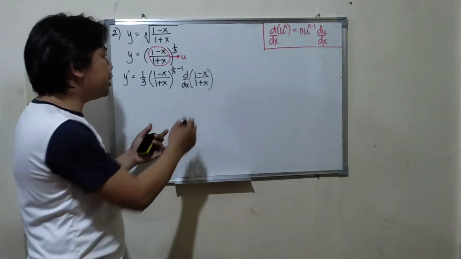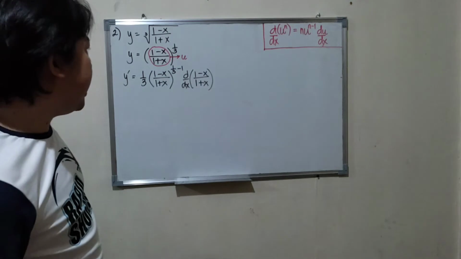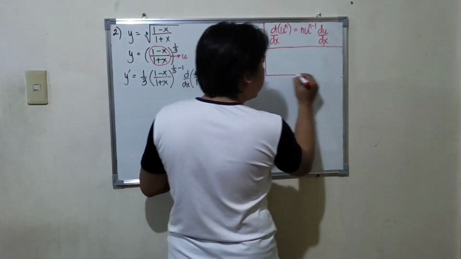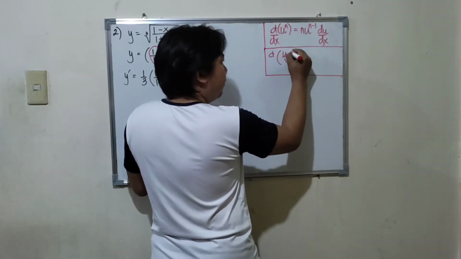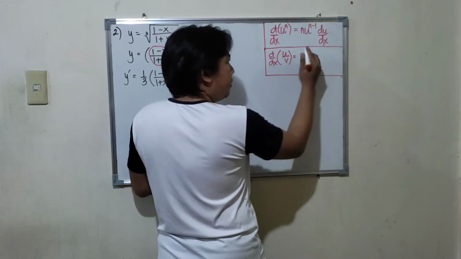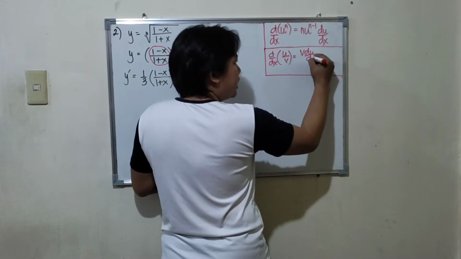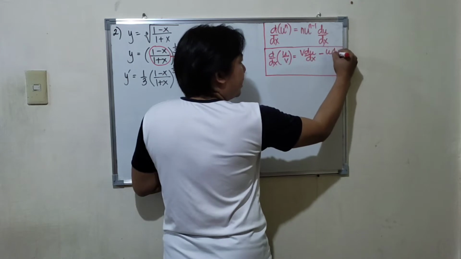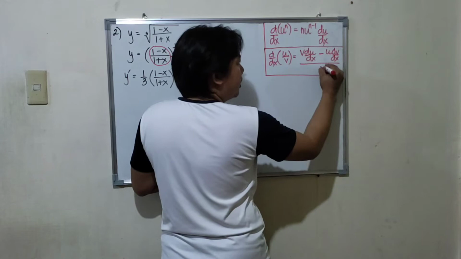So as you can see, we have quotient. So use the quotient rule or derivative of quotient. So the formula for derivative of quotient is derivative of u over v with respect to x is equal to denominator times derivative of the numerator with respect to x minus the numerator times derivative of the denominator with respect to x all over the denominator v squared.